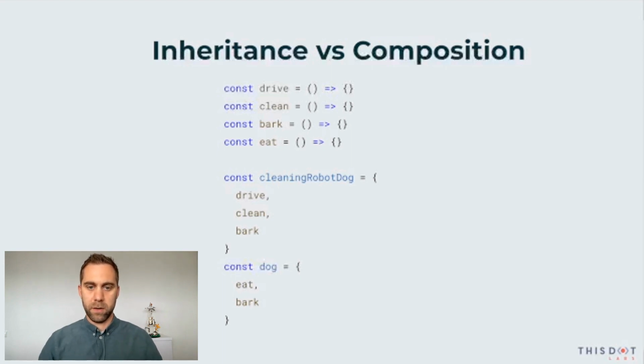Now we can build our robot dog and our normal dog just by creating a new object and putting the feature we want for that instance into that object. So in this example here, we're putting drive, clean, and bark into our robot dog, and we're going to just put eat and bark into our normal dog. So the dog and the robot dog can both bark.